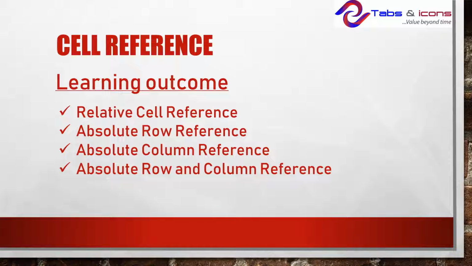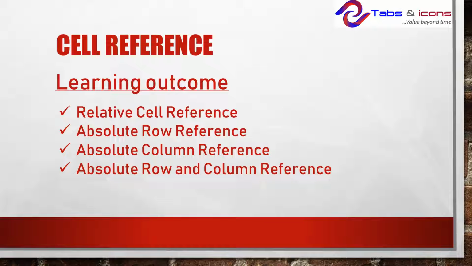The referencing could be relative, in which case, when you copy down to other cells or you copy rightward, it will change relative to the other cells that are affected by the formula. Or you may decide to hold a particular cell fixed when you copy downwards, which is column wise, and leave it on row, in which case we'll be talking about absolute row reference.